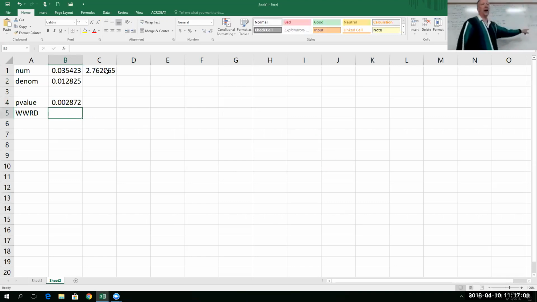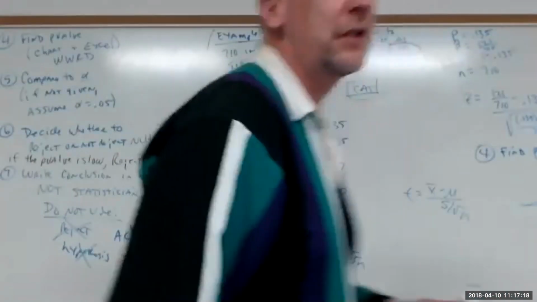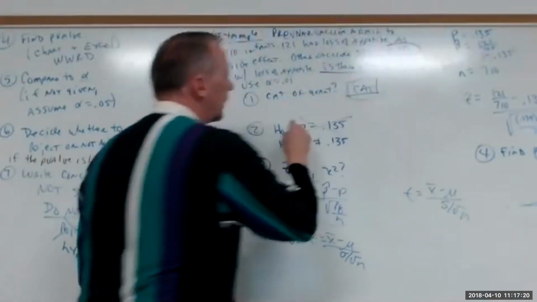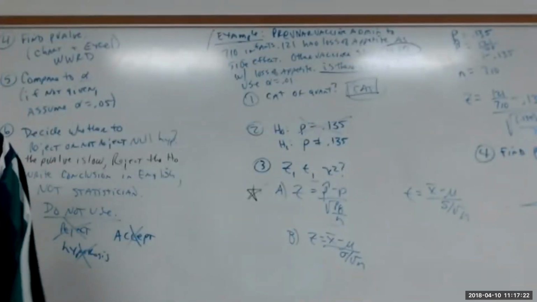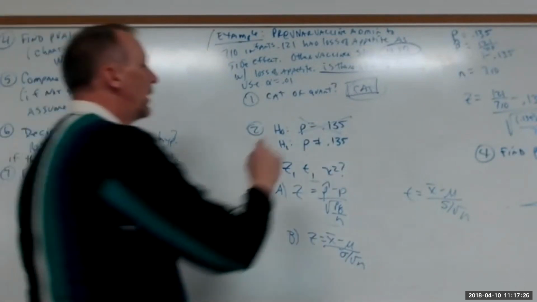I'm going to compare to alpha. What's my alpha? 0.01. Is my p-value lower than my alpha? Yes. So reject or do not reject? Reject the null. So we no longer believe that the null is true. Therefore, what do we believe? We believe the alternative is true.